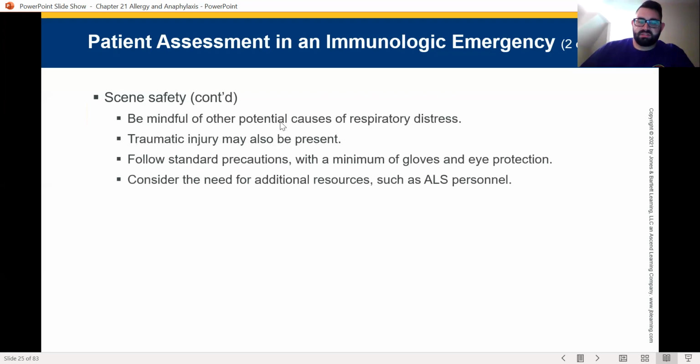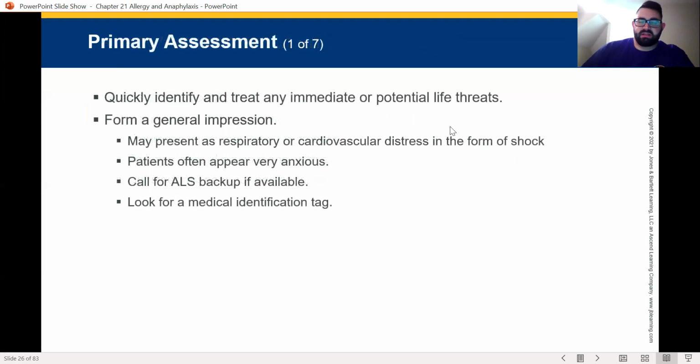So as we're looking at the scene, we're going to, of course, check their airway, their breathing, their circulation. We're looking for life threats. Doing a full head-to-toe assessment. You're going to want to consider ALS really quickly. So quickly identify and treat potential life threats. Check and perform a general impression. It may present as a respiratory complaint or cardiovascular distress. It may not come out as an allergic reaction, guys. It may come out as just difficulty breathing. And yeah, it is a respiratory difficulty breathing secondary to an anaphylactic reaction. So we have to be very thorough to find out these things.